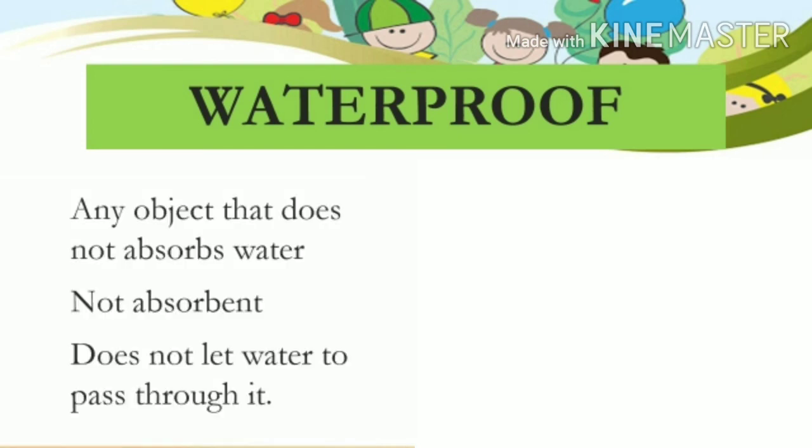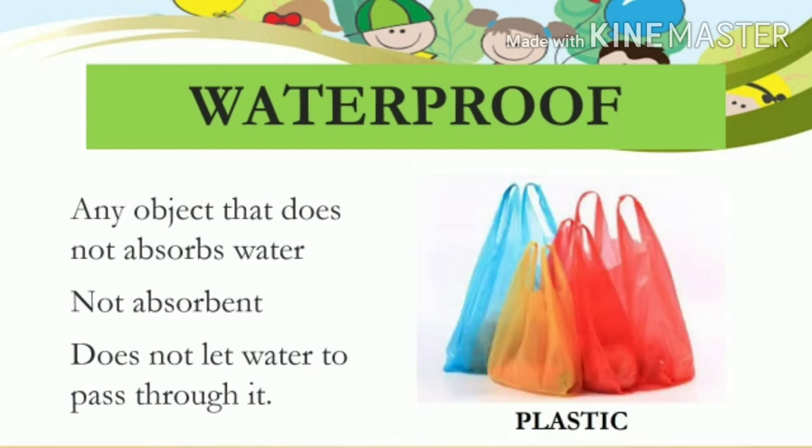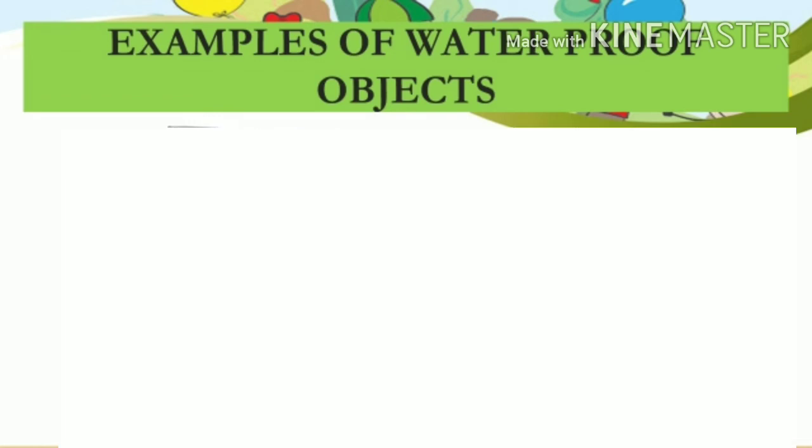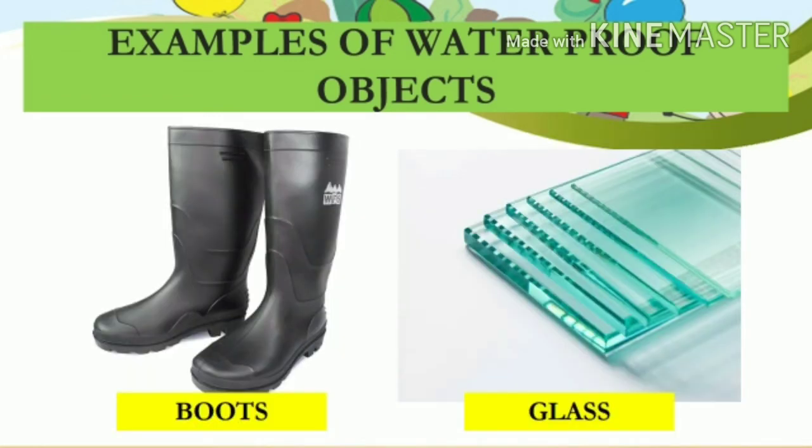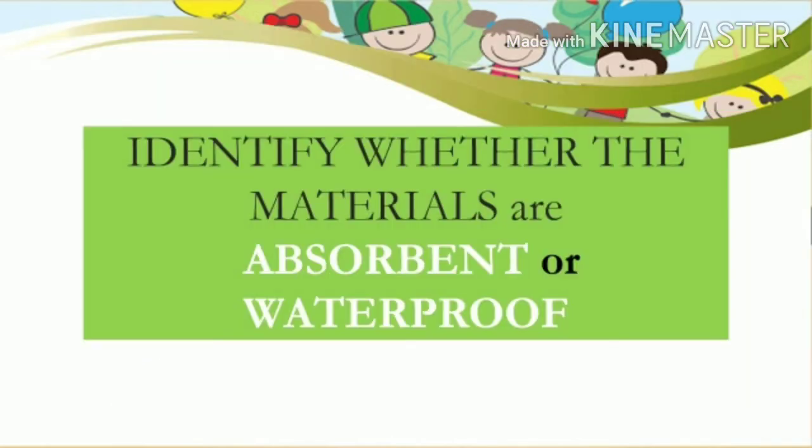Another property of matter is waterproof. Waterproof objects are any objects that do not absorb water. It does not let water pass through it. An example of waterproof objects is plastic. Other examples are rain boots, glass, and more. Now, let us identify whether the objects are absorbent or waterproof.